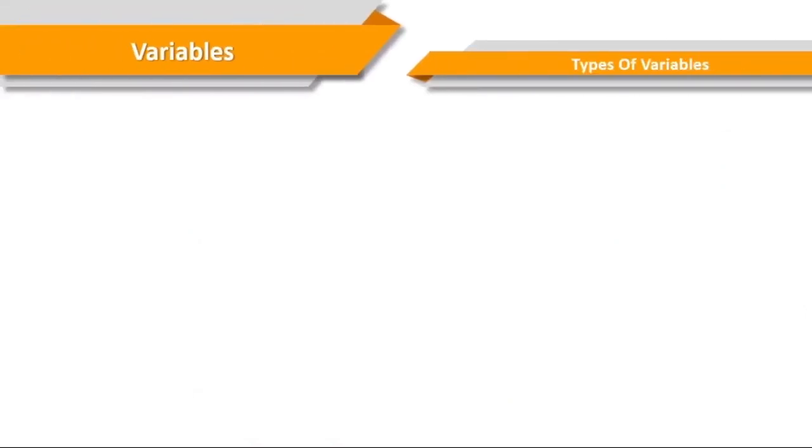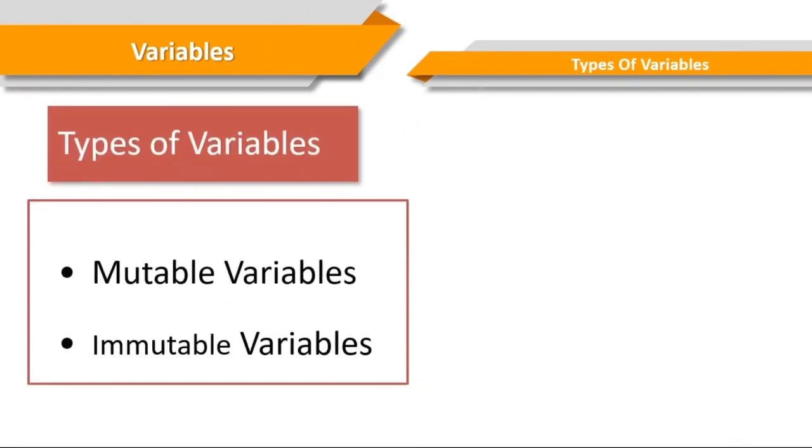Now let's get into the types of variables. So we have two different types of variables in common. Mutable variables are represented by var. Immutable variables are represented as val.